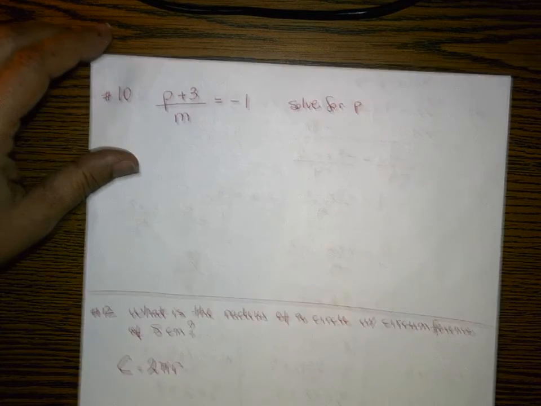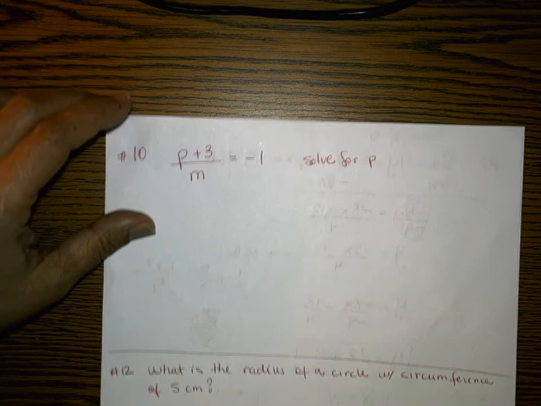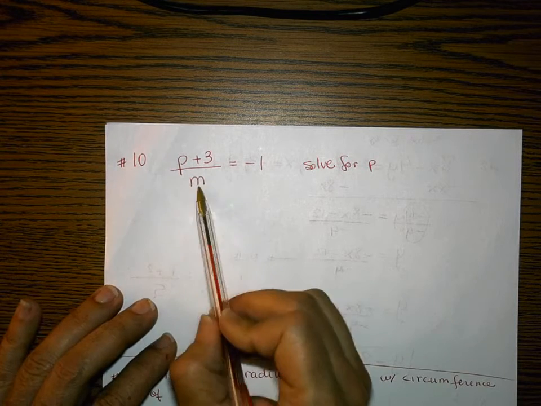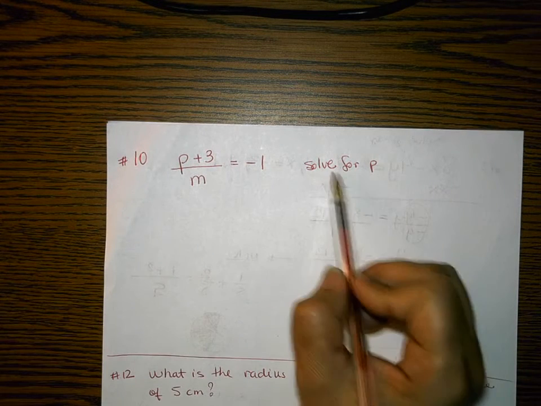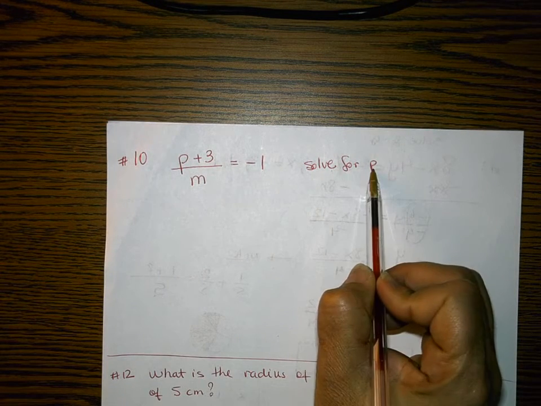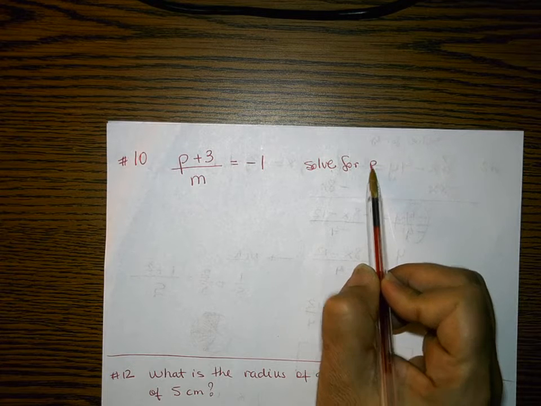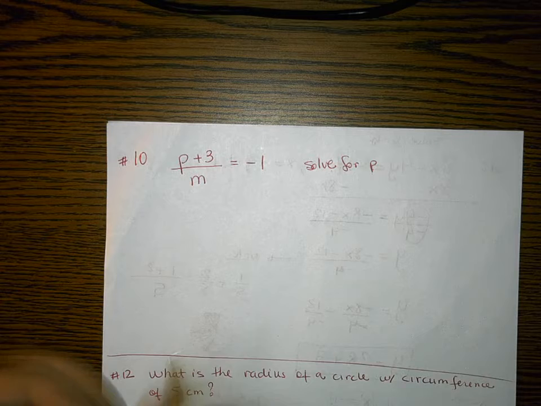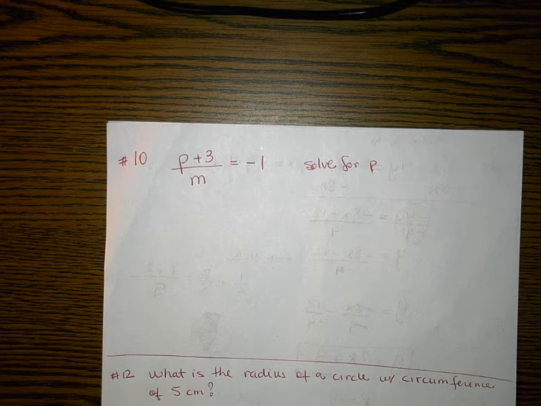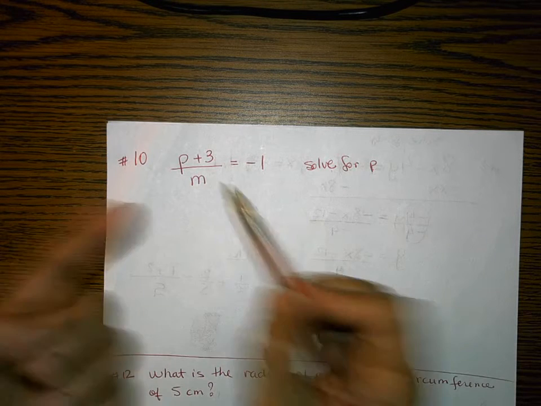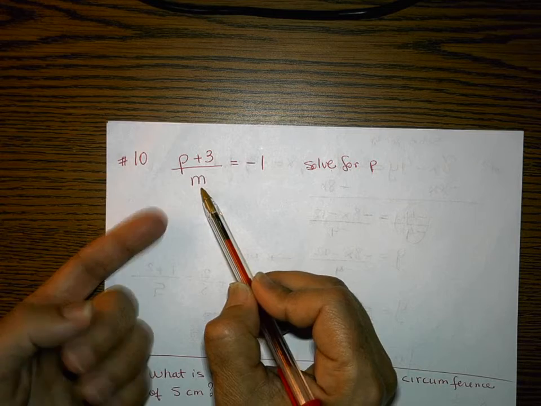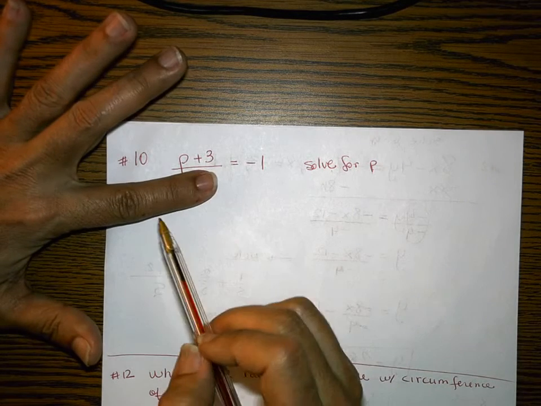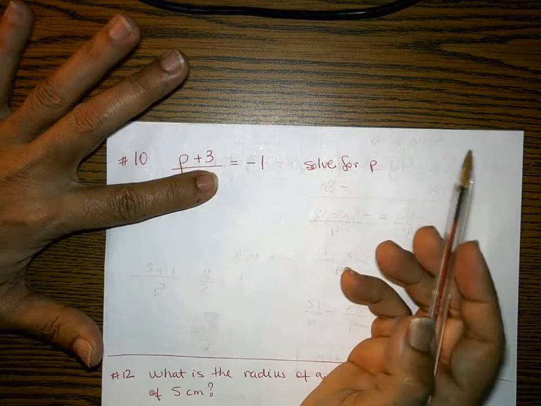Number 10 says, here's this equation. Okay, this is this literal equation. There's a bunch of variables, more than 2, and I want you to solve for p. In other words, they want me to get p all by itself. The only way to do that is to do inverse operations. Okay, so let's get rid of the denominator. If this denominator was not here, it would have been so easy, because all I had to do was subtract the 3, we would be done.